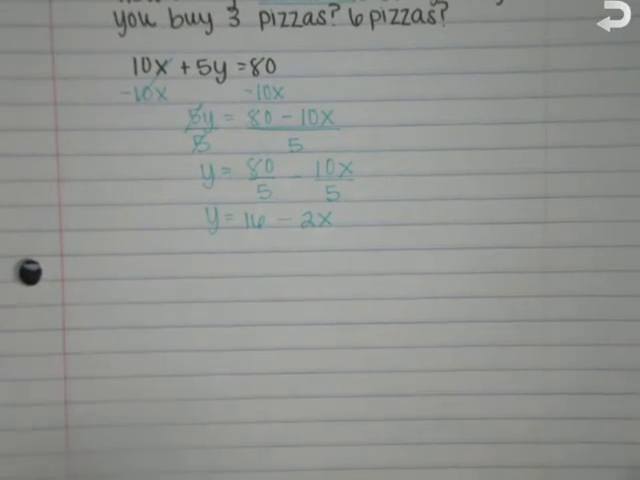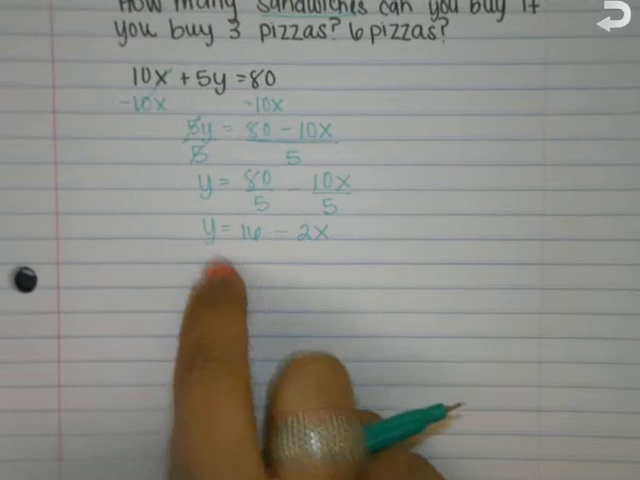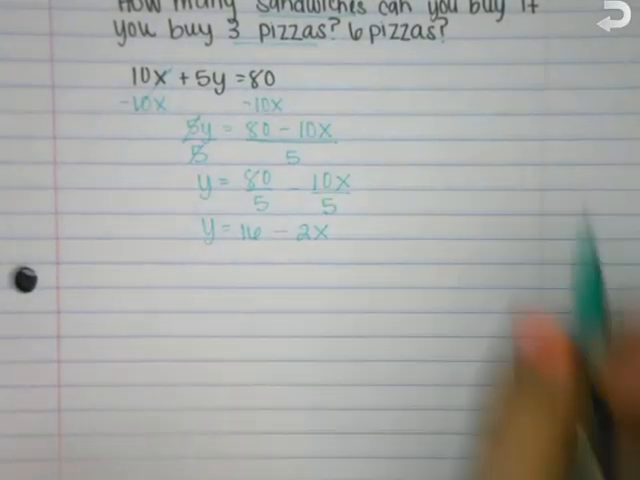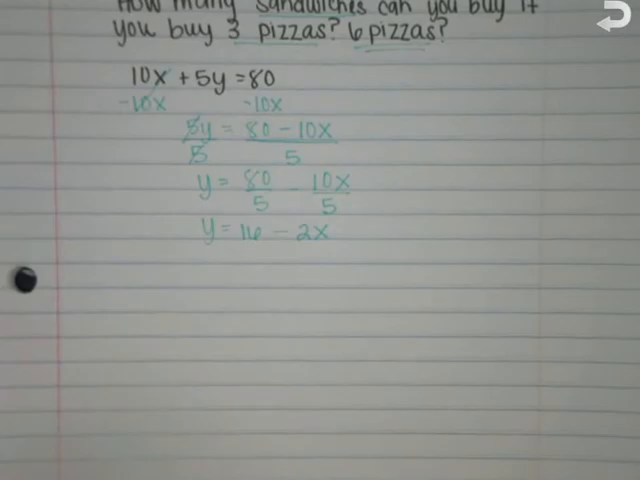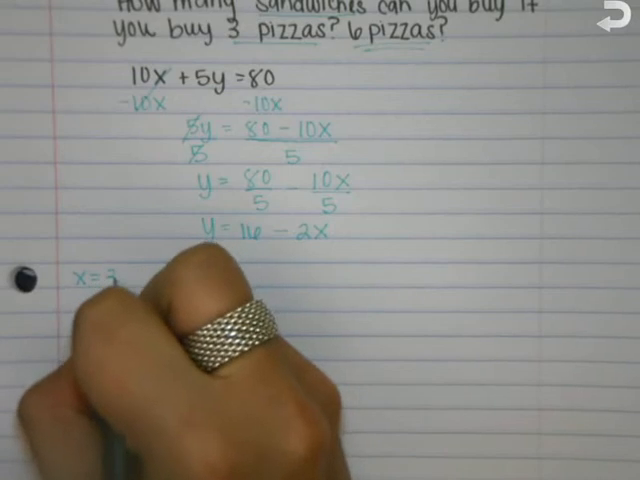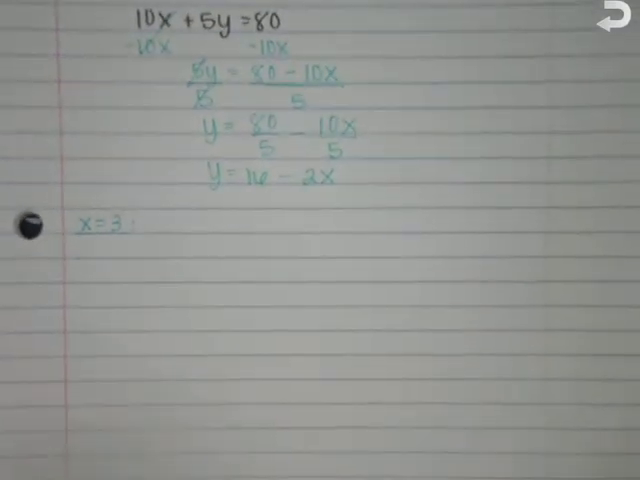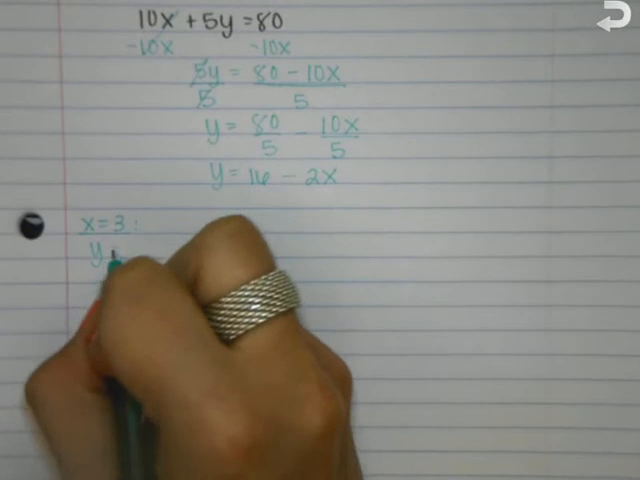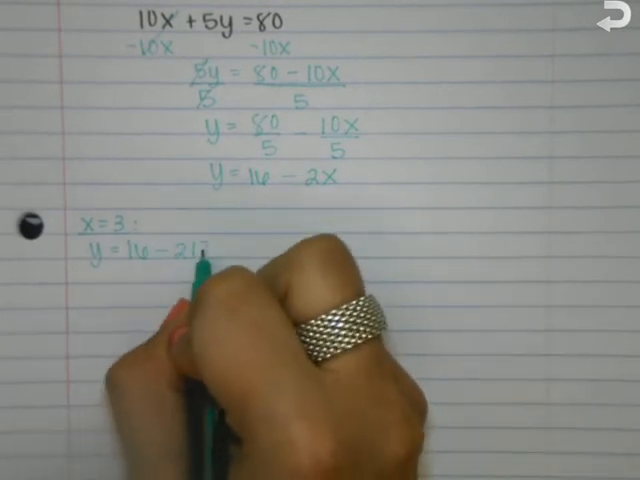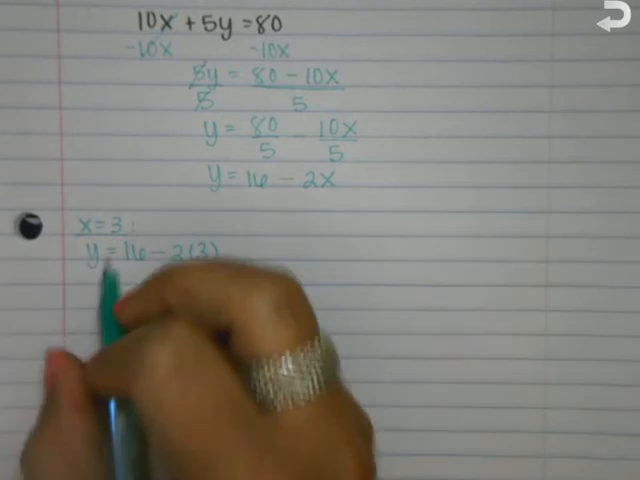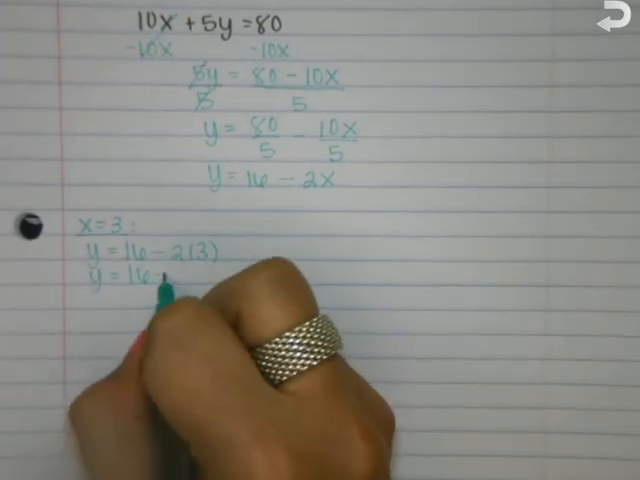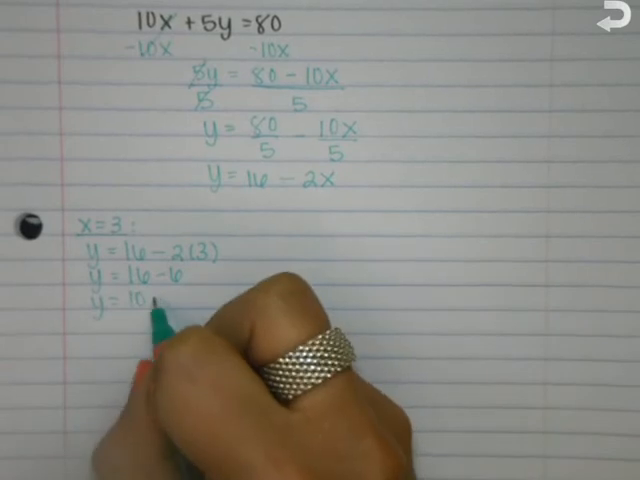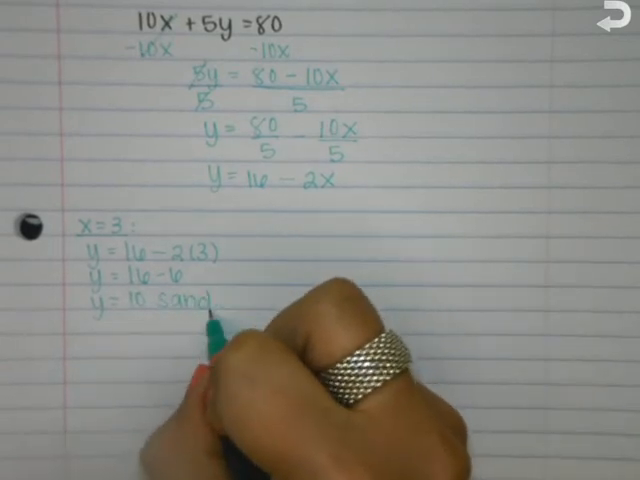Now, I want to solve for how many sandwiches, which is y, when we buy 3 pizzas and when we buy 6 pizzas. So what do you think we are going to do? Plug in 3 or 6 for which variable? X. I'm going to do 3 with you, and then I'm going to have you guys do 6. So x equals 3. That's going to be y equals 16 minus 2 times 3. So that's y equals 16 minus 6. So y equals 10 sandwiches. How do you know? I got it right.